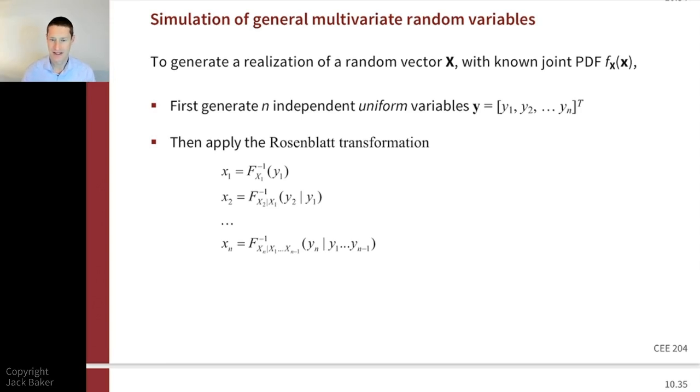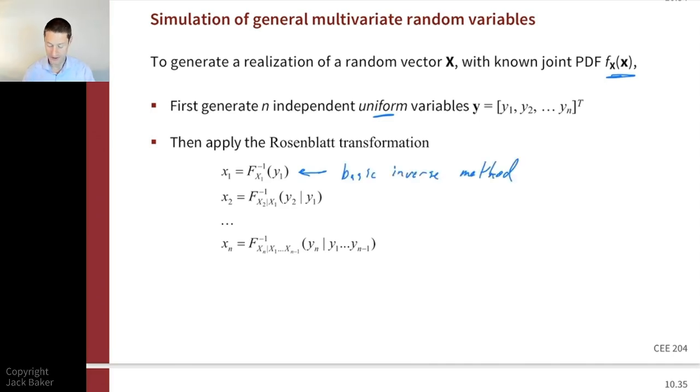Okay, so with this one, if we've got a joint PDF that's an arbitrary distribution, f of x, and we want to generate samples from that, we first start from uniform variables, so we don't have to go through normal space this time. These are uniform, I'll call them y. Then we sequentially apply this Rosenblatt transformation to each term. For x1, the first component, we just do the standard inverse method, or I'll call it the basic inverse method.